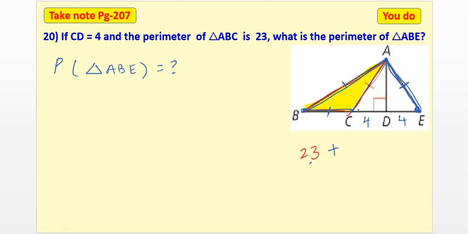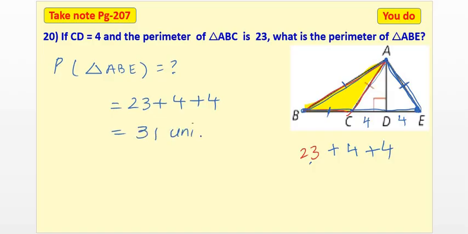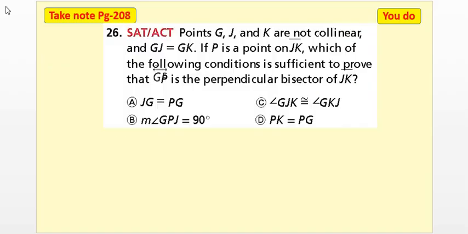Plus, if I take this 4 and this 4, it will give me the perimeter of the whole triangle ABE. So we can say that to find the perimeter of triangle ABE, I have to add these measurements. So it will become 31 units. Clear? Here is question number 26.